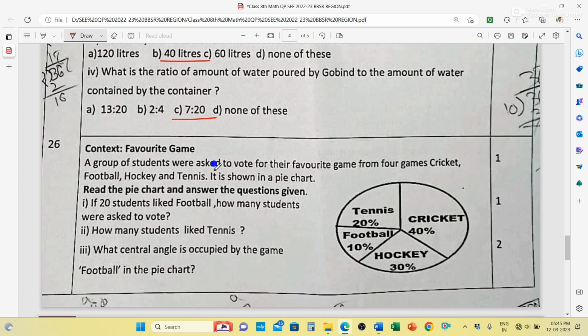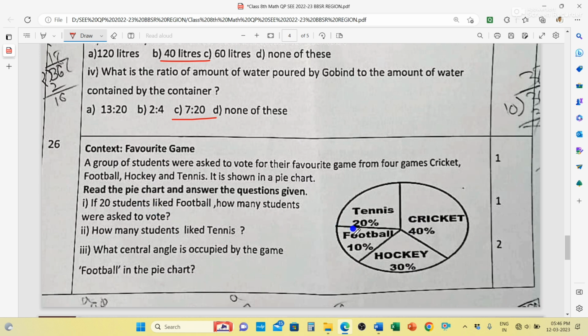Next question is favorite game. A group of students were asked to vote for their favorite game from four games: cricket, football, hockey, and tennis. It is shown in a pie chart. You can see tennis 20%, football 10%, cricket 40%, and hockey 30%. If 20 students liked football, how many students were asked to vote?